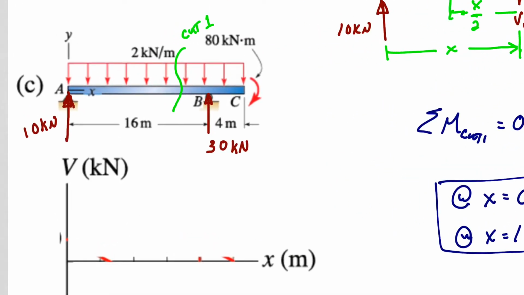The next location that we want to look at would be where we see a change, and that change again happens at this 30 kilonewtons. So we're going to make a second cut here. This is our cut 2. And that, of course, for cut 2, is between our 16 and 20 meters. I'm going to draw that free body diagram for that section.